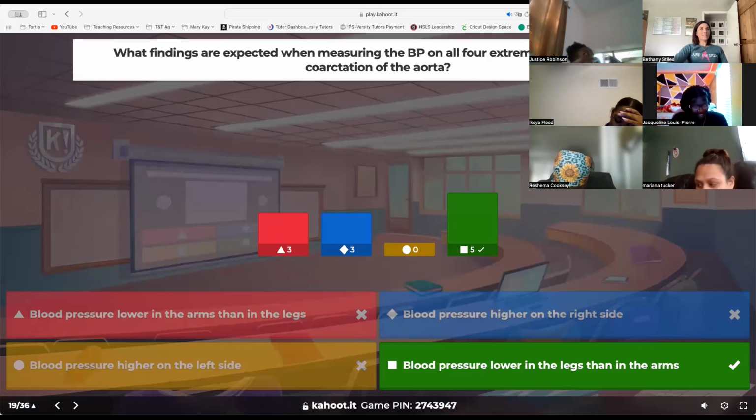What findings are expected when measuring the blood pressure on all 4 extremities of a child with a coarctation of the aorta? So we'll see lower blood pressures in the legs than we see in the arms because the blood's not flowing as well to the lower extremities.